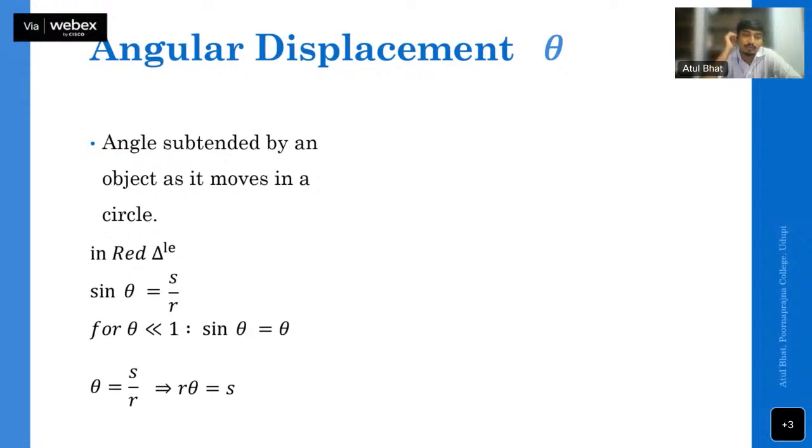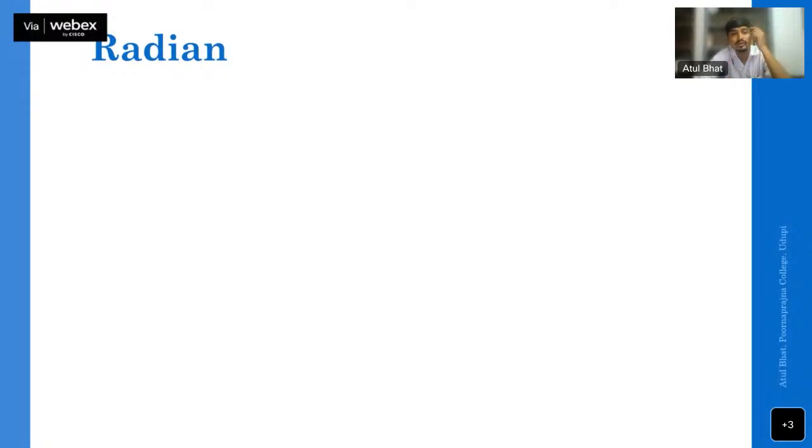When an object moves a displacement of s along a curved path such that the radius of the curved path is r, then its angular displacement is given by theta. So theta is equal to s by r, or we all know the very famous formula s is equal to r theta. This is known to us.